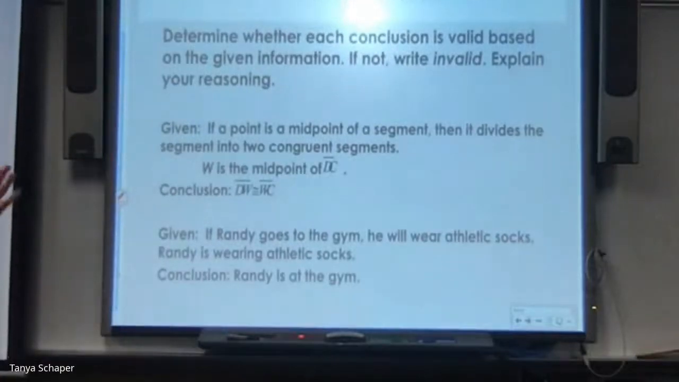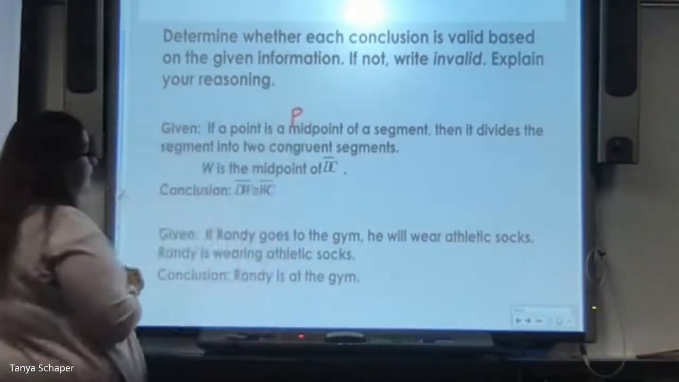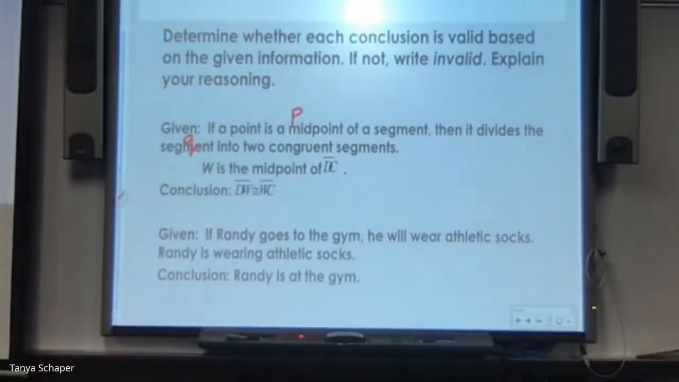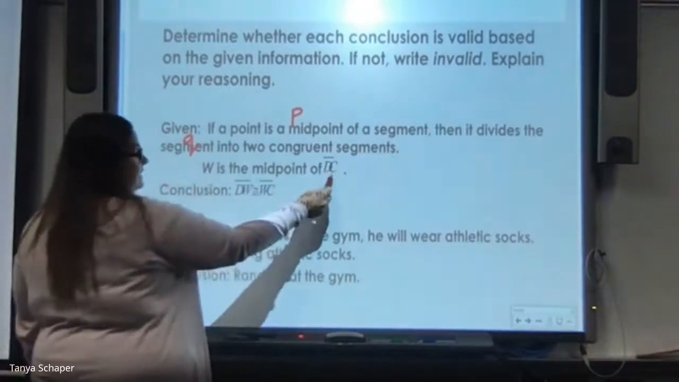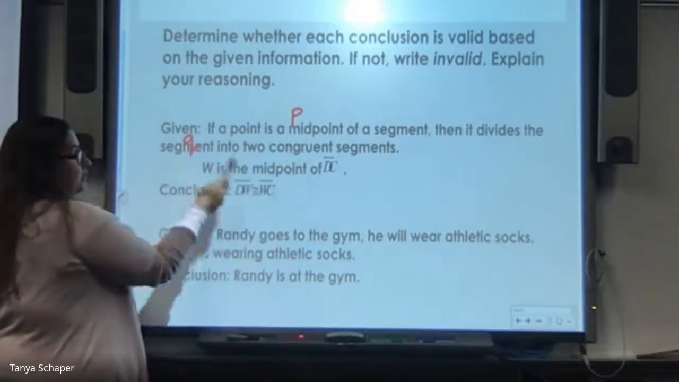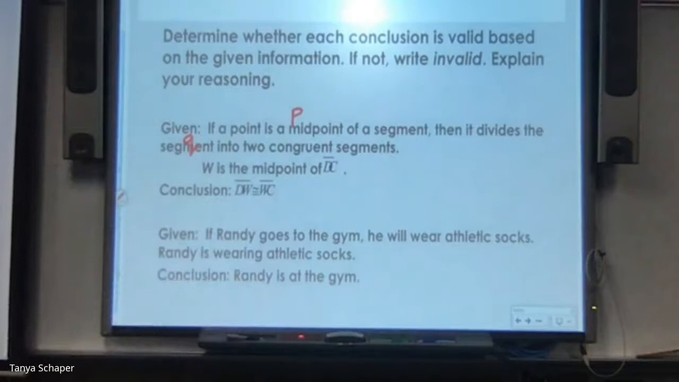All right, determine whether each conclusion is valid based on the information. Okay, here we go. If a point is a midpoint of a segment, then it divides that segment into two congruent parts. We know that W is the midpoint of DC, which, okay, that's the midpoint of a segment. Then it's two congruent statements. Segment DW is congruent to WC. That is absolutely a valid conclusion.